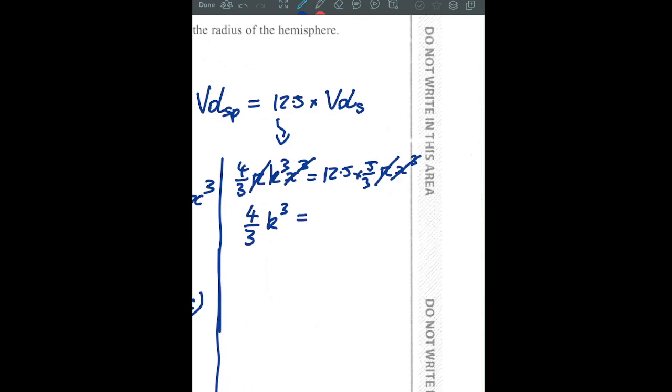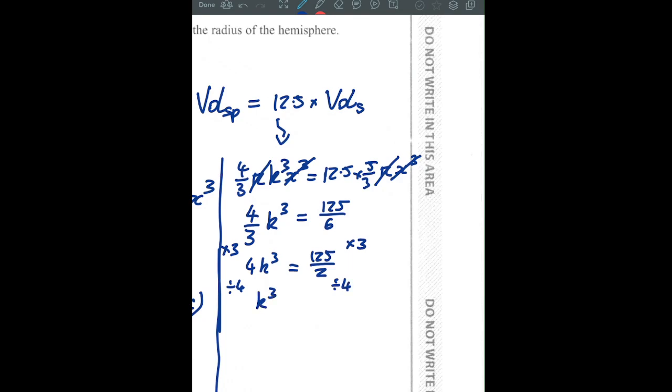On the right, I'm actually going to work that out. 12.5 times 5/3 is 125/6. Well, I'm trying to find k, so let's undo the layers. Let's multiply through by 3 to get rid of the denominator of 3. So that's 4k cubed. Timesing that in my calculator by 3 gives me 125/2. Divided by 4.